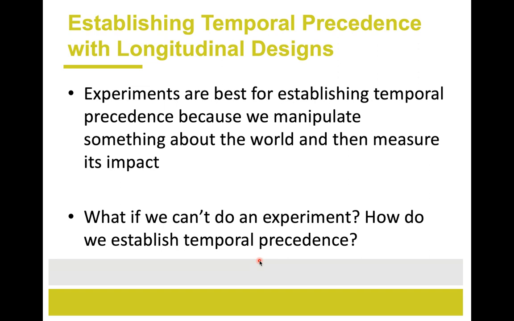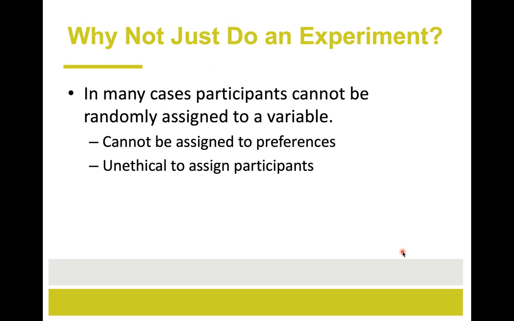So, like we said before, experiments are best for establishing temporal precedence and controlling internal validity because they allow us to manipulate something about the world and then measure its impact. But we can't always do an experiment. And if we can't always do an experiment, how do we establish that temporal precedence and how do we control for internal validity? Because in many cases, an experiment is not possible.